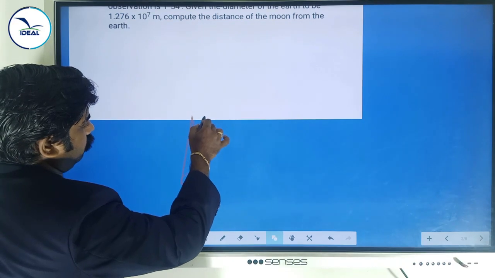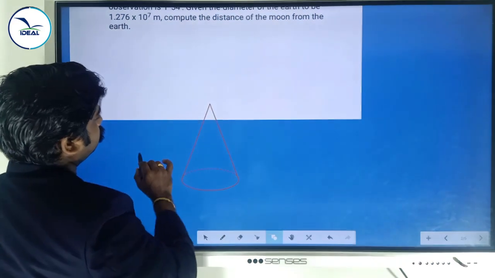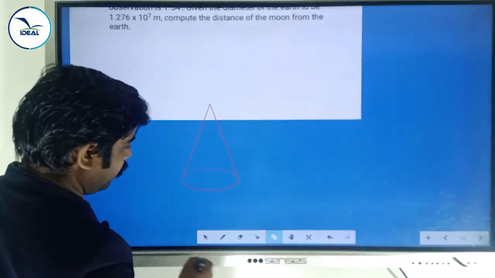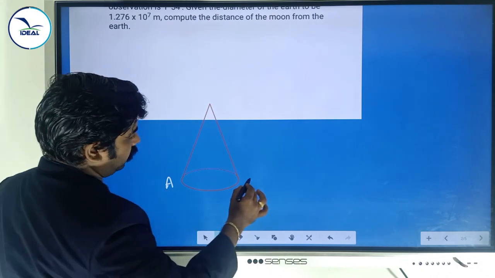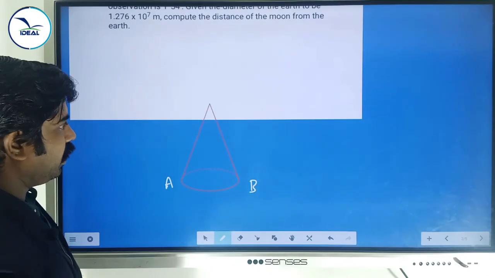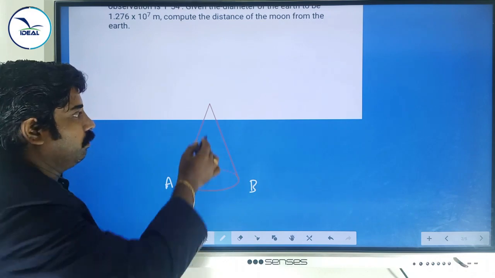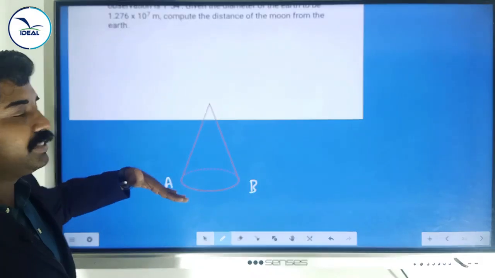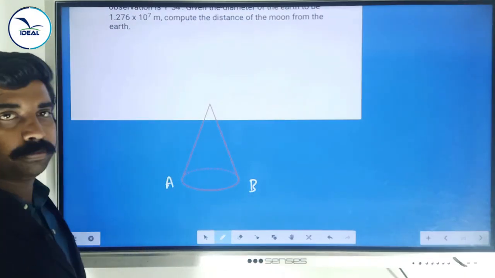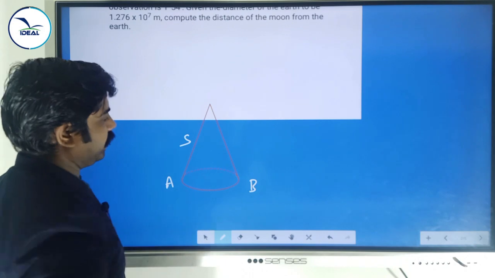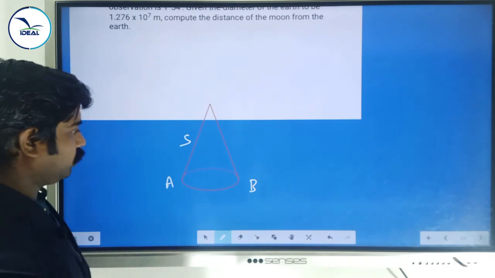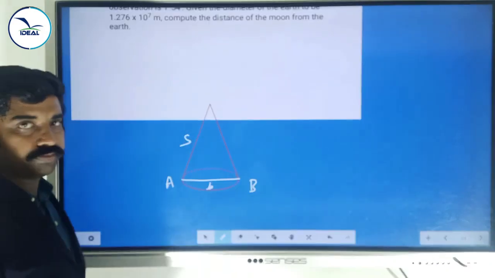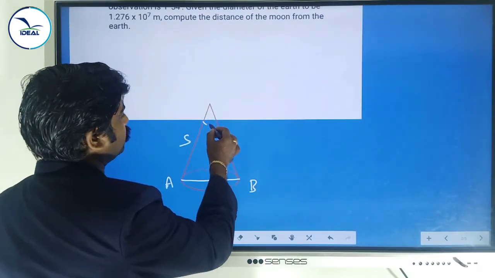Okay, we are considering it like this. We consider these two points A and B, and here the moon is there. We want to find the distance from here to here. Simply put it as S. We want to find S, and we know the value of B, this distance, and also we know theta.